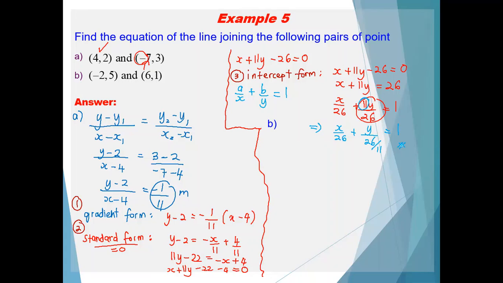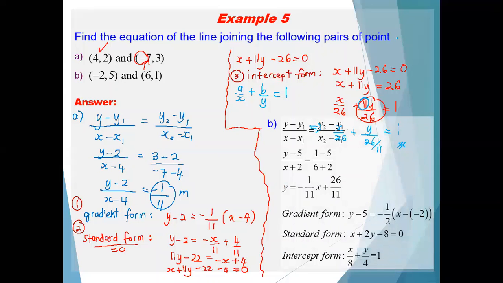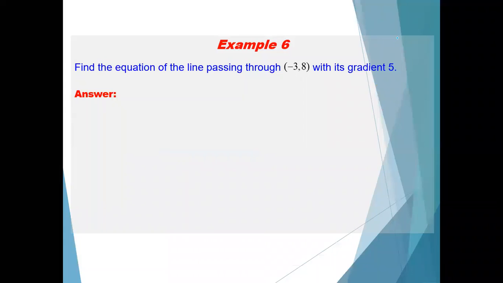Okay, so untuk B, okay, saya nak you try buat sendirilah. Sama je konsepnya dengan A. Okay, alright, so this is the answer for B. You may try at home. Okay, so let's see another example.